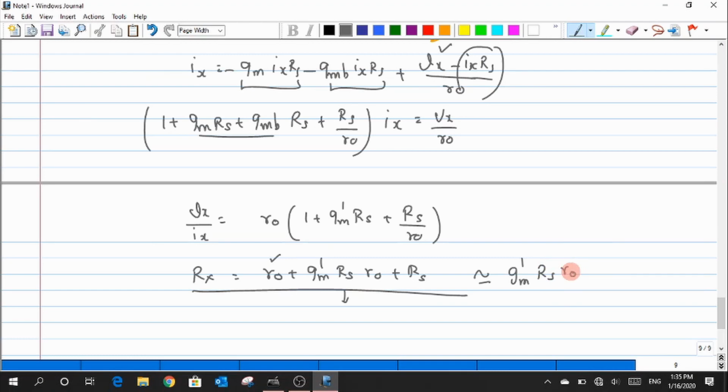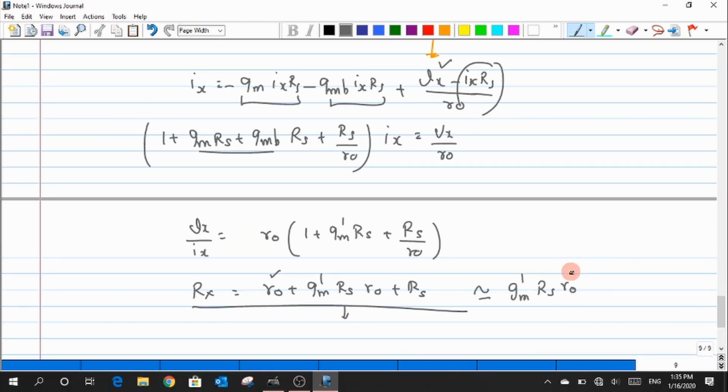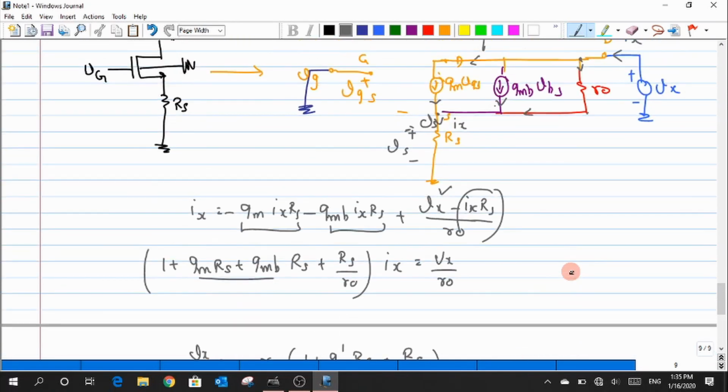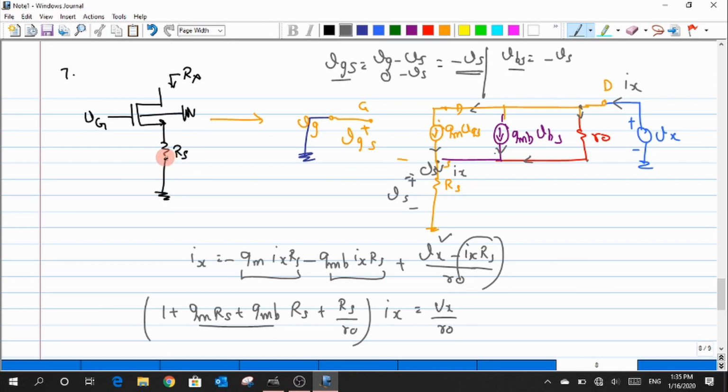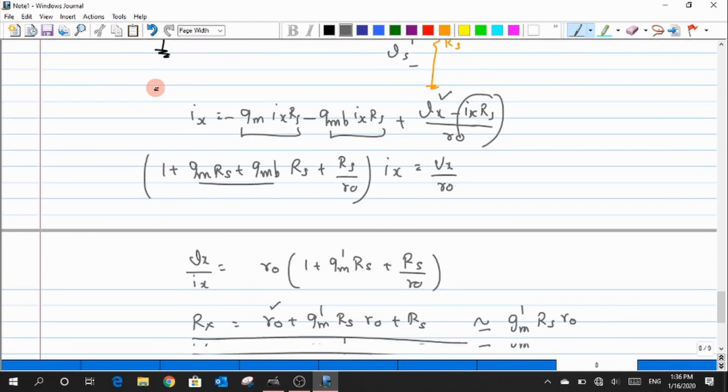There is something that I want to emphasize here: whenever I have a source resistance Rs, and I look through the drain, the resistance Rs is being magnified by a quantity which is nothing but gm prime times Rs. In short, gm times R0 has a specific name. What is that? Intrinsic gain. If you think over it, we can bring out this expression in a much easier way rather than doing all this algebra and then calculating the final result.